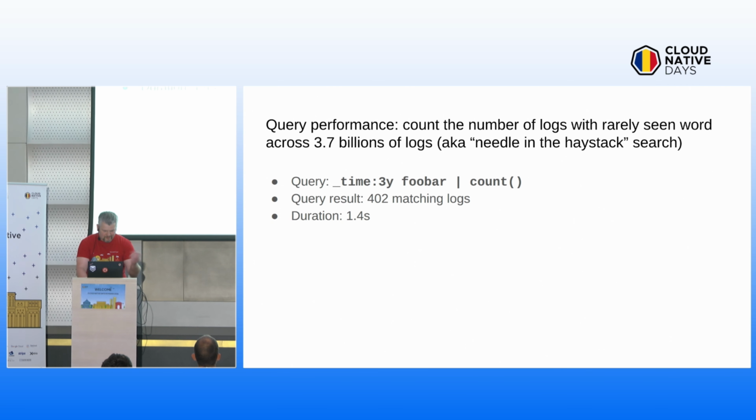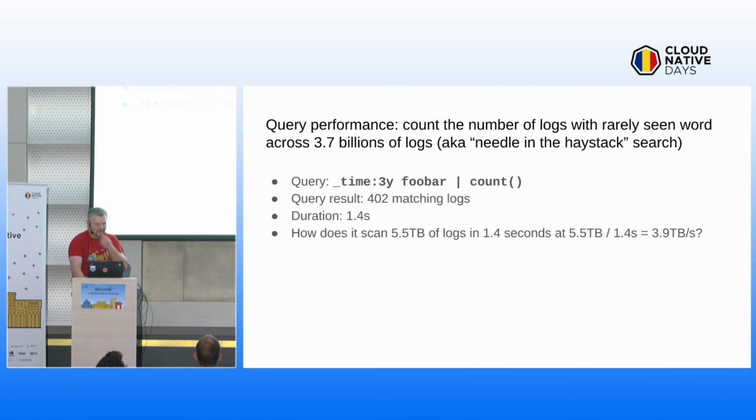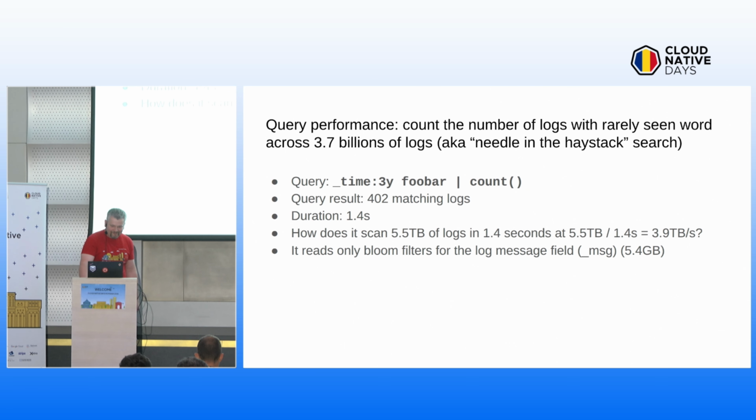Okay, and the duration of the query is 1.2 seconds to 1.4 seconds. And how does it find these logs among 5.5 terabytes of logs? If you divide this number by the query execution time, you get 3.9 terabytes per second. And the answer is simple, it uses Bloom filters for finding this message.